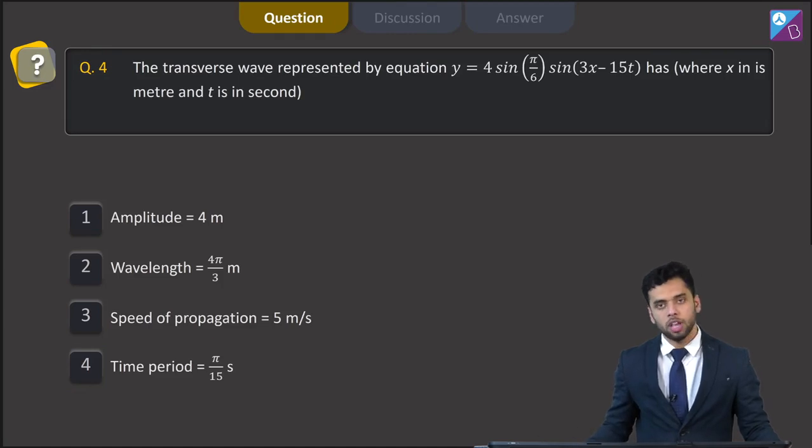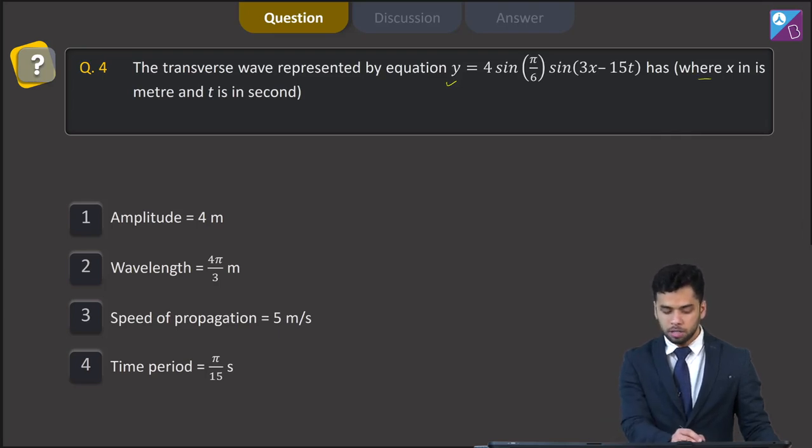Okay, moving on to question number 4. The transverse wave is represented by the equation y equal to 4 sine pi by 6 into sine of 3x minus 15t. X is in meter and t is in second. So we need to choose the correct option, and in the options we have amplitude, wavelength, speed of propagation and time period. Let us approach this question.